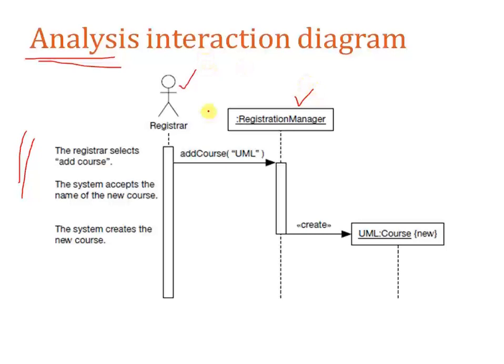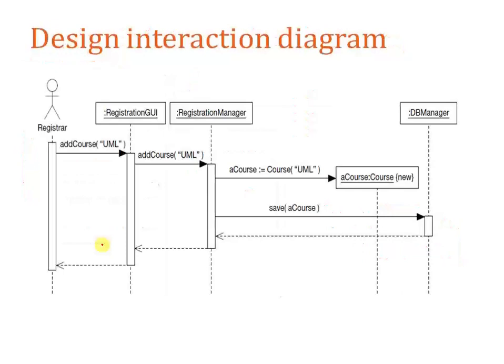So my idea here is to add a course. So the message between the first two classes will be add course, and just a create message where a new course is created. So the meaning of new will be the course is just now created. So this is what we have obtained after the analysis phase. Now after design, if I wish to change the diagram, I can change it. So this is an updated interaction diagram after the design phase is completed.